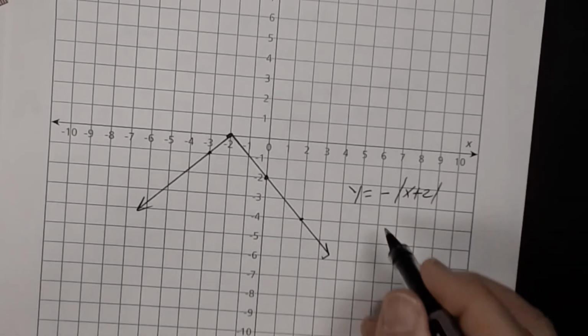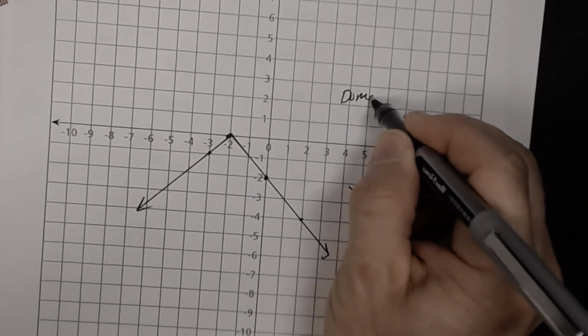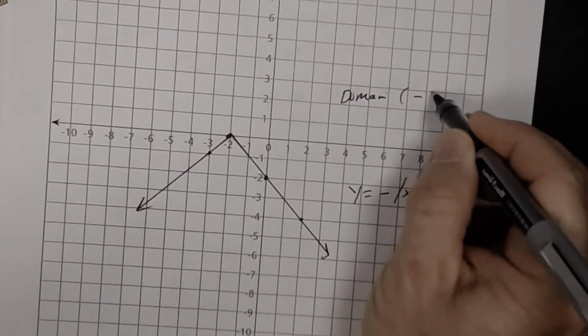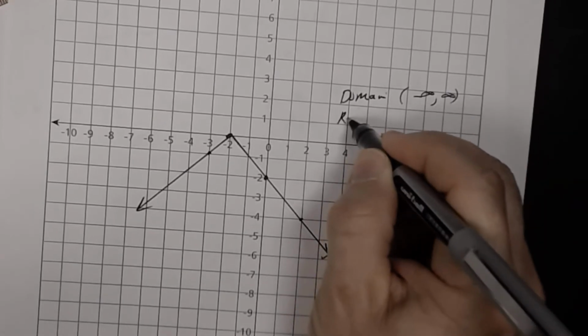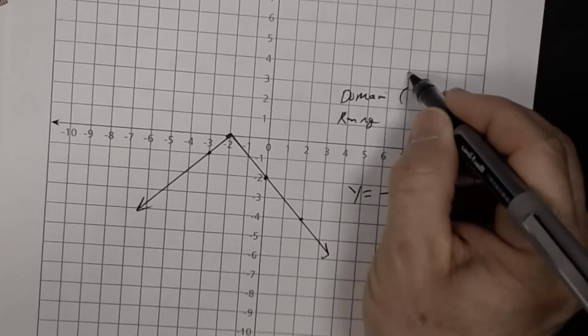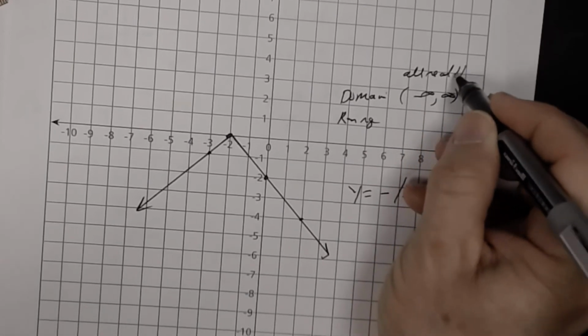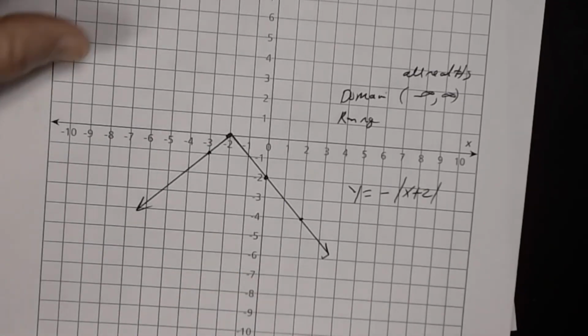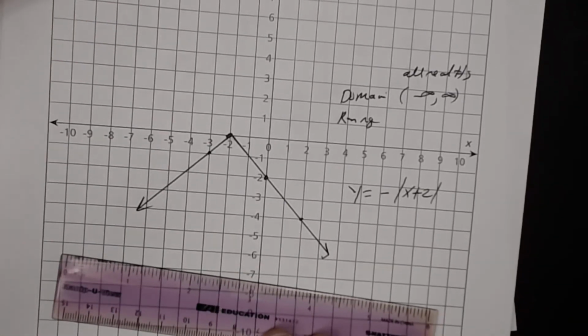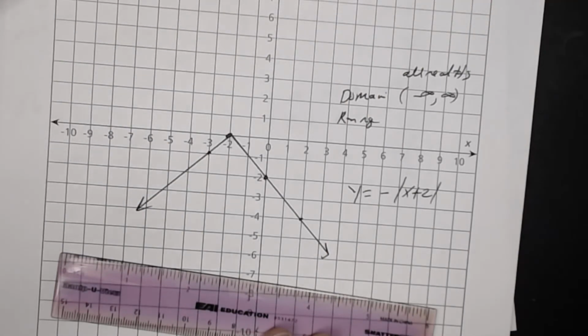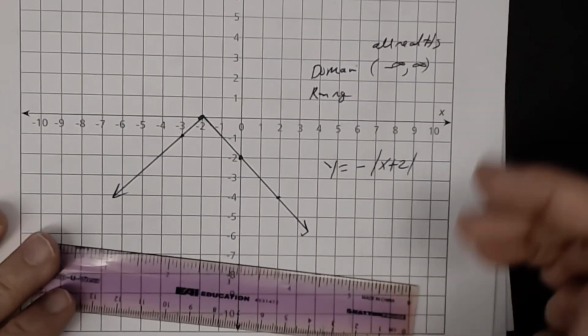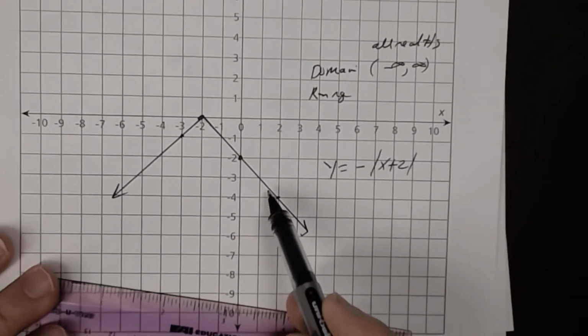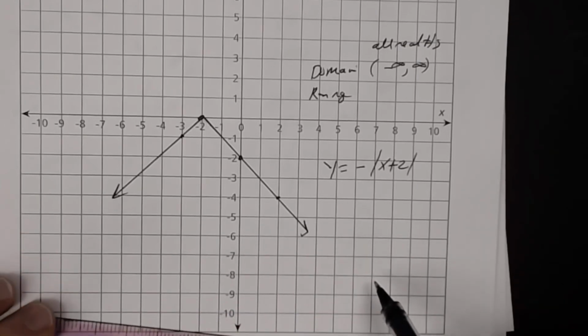Now let's talk about the domain and range. So the domain is all real numbers. And let's talk about the range. Okay, now notice the arrow's opening down, right? Whenever you talk about the range, that's a set of y coordinates. The range is a set of y coordinates. So notice that these y coordinates are getting smaller and smaller and smaller.